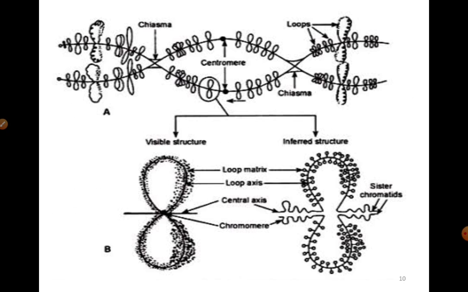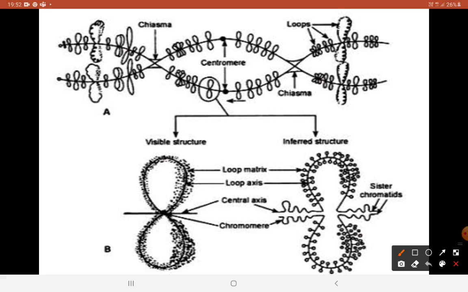Now this is what we said so far. When you take this loop structure and enlarge and see, this is the visible structure of a loop. We said that this will be the central axis, and then this is the loop axis around which you can make out this loop matrix, which is in turn made up of RNA.